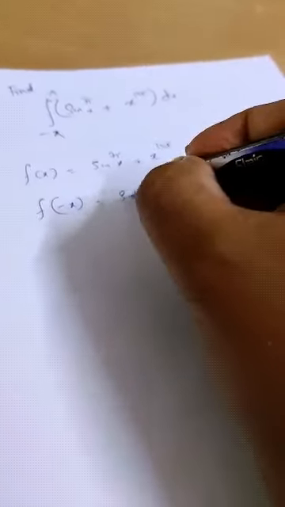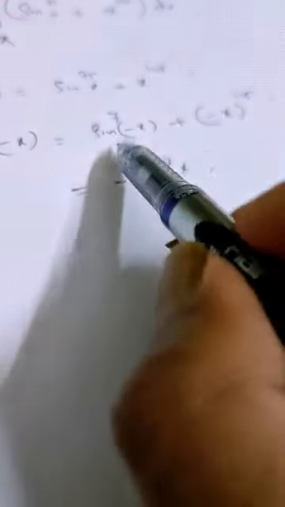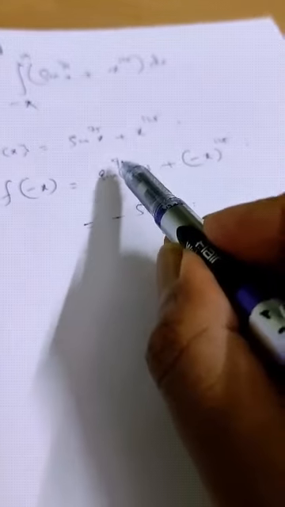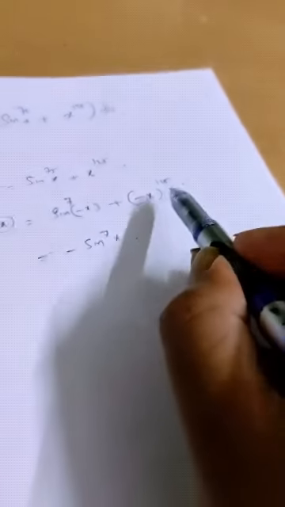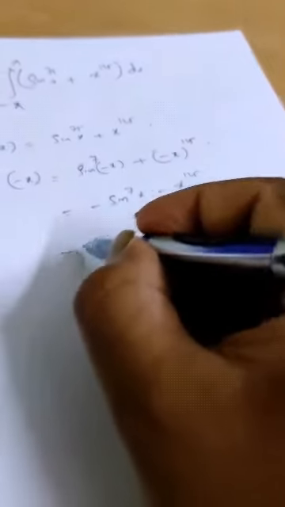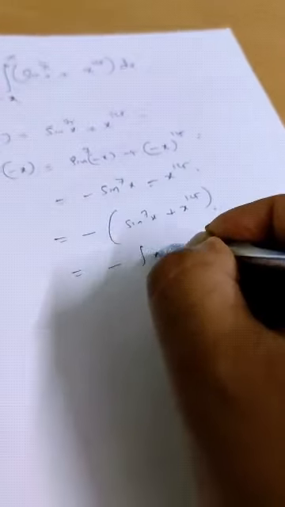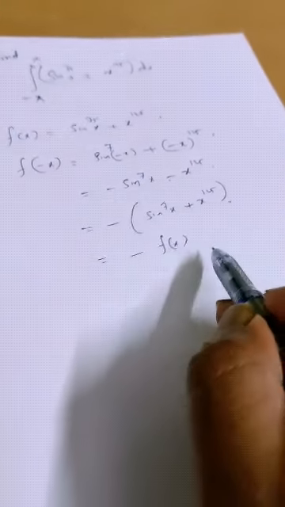In this case, we'll write f of minus x. Sine to the power 75 of minus x plus minus x to the power 125. This will be minus sine to the power 75x, because sine of minus theta is minus sine theta, and since the power is odd, it will remain as minus. Now this will also be minus x to the power 125. If I take minus common, it will be sine to the power 75x plus x to the power 125, which is nothing but minus of f(x).